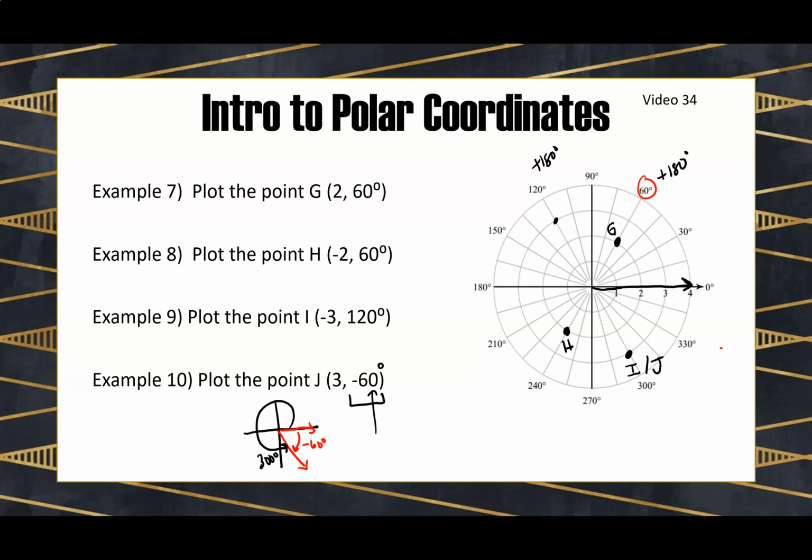So the takeaways for the negatives for the radius are plotted pretty much the same exact way, except just go in the opposite direction. But when you have a negative angle, just treat that as the angle going down, the opposite direction.